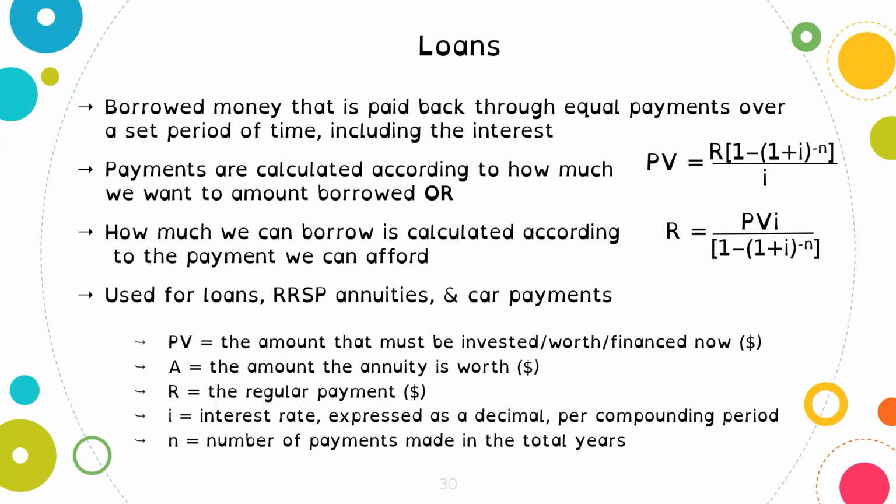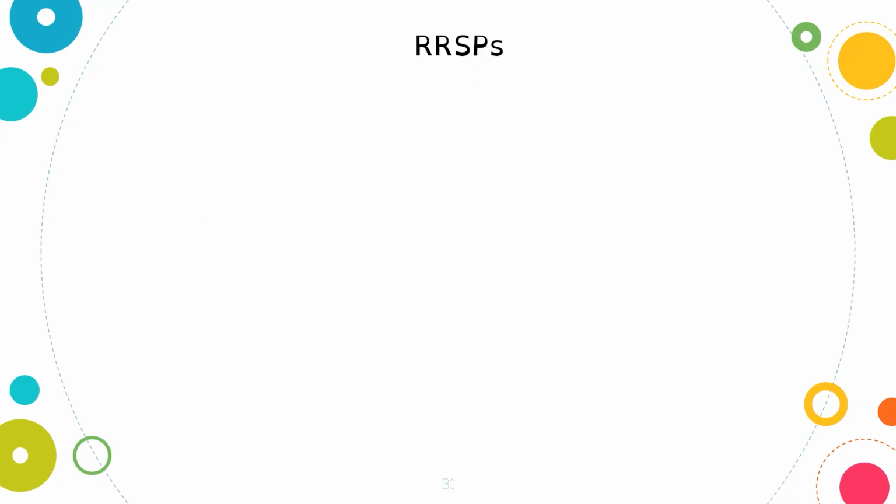So PV is the amount that is being invested. It's the amount that it's worth. It's the amount being financed. The A is the amount the annuity is worth overall. R is your regular payment. Your I is your interest rate expressed as a decimal per compounding period, and N is the number of payments made in total. So you have to include your compounding there as well.